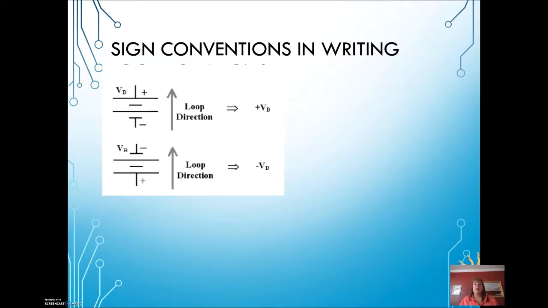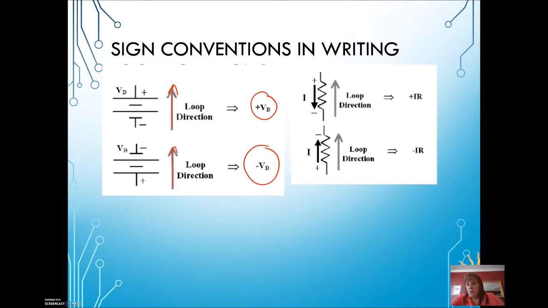So when our loop travels across a battery from the negative terminal to the positive terminal, we say that we have a positive voltage, or we're gaining voltage. However, if your loop direction goes across the battery from the positive terminal to the negative terminal, then we say that we lose voltage. So negative to positive is a positive voltage; positive to negative is a negative voltage.